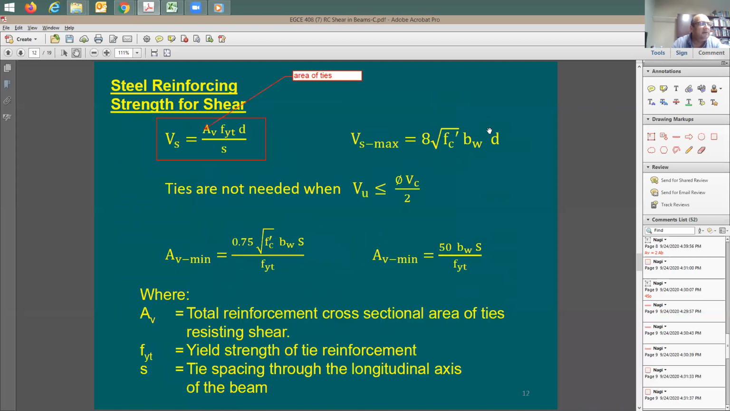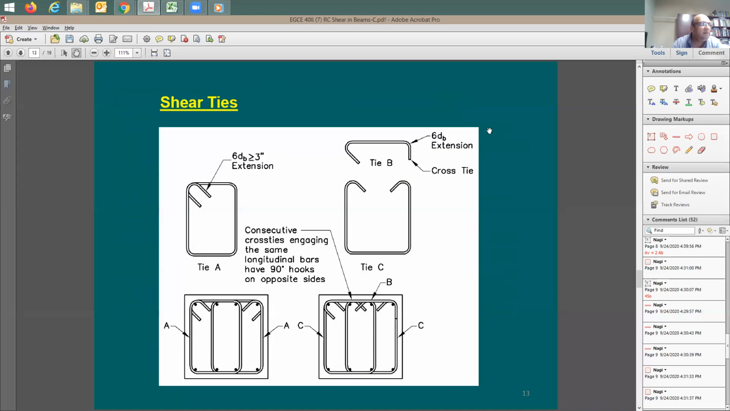How about in a case like this? Where is A sub V in this case? This is all happening as one set altogether. So in this case, A sub V is going to be 4 times the cross-section area of one tie leg. Which means if you cut a section right here, how many ties have you cut through? 1, 2, 3, 4. So A sub V equals 4 times the area of one of these tie legs.